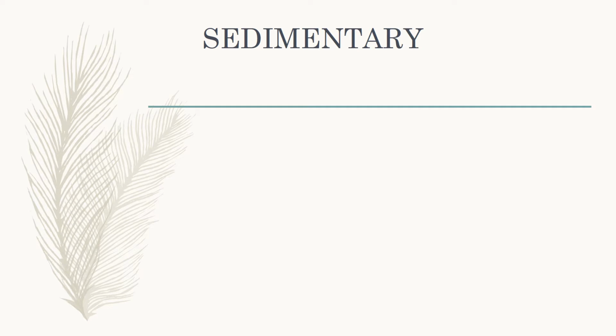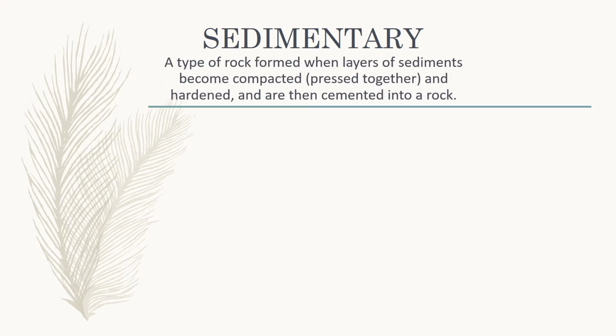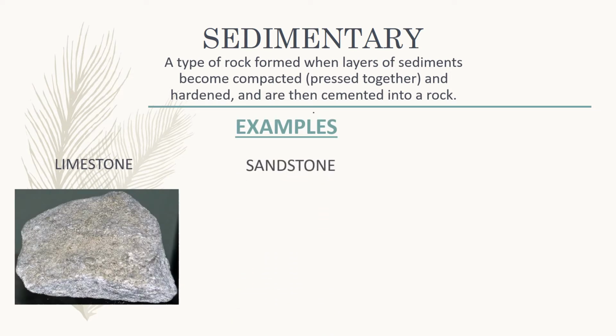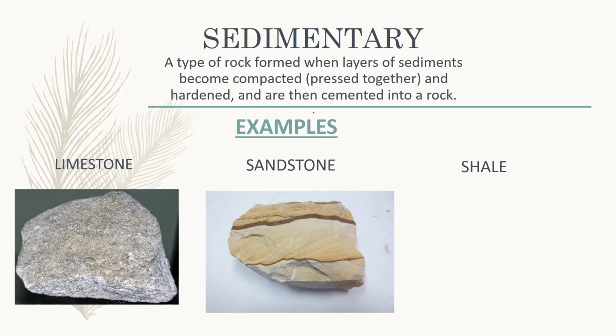Finally, we have sedimentary rock. This is a type of rock formed when layers of sediments become compacted or pressed together and harden, and then they're cemented into a rock. Some examples are limestone, sandstone, and shale.